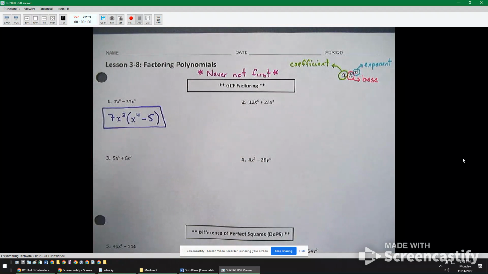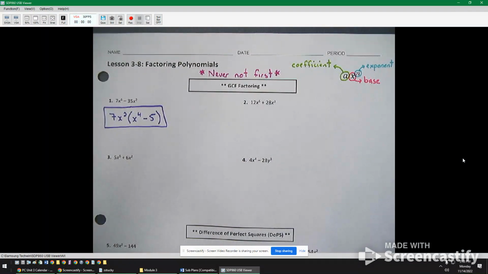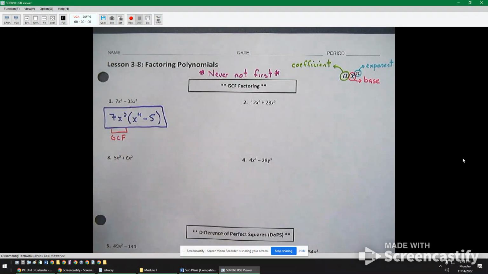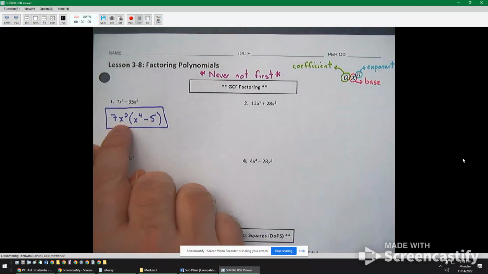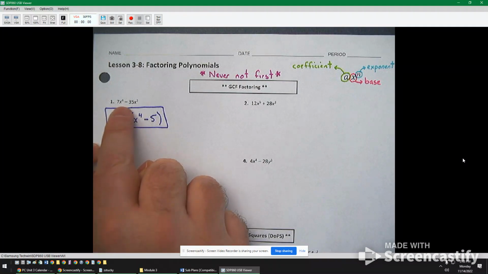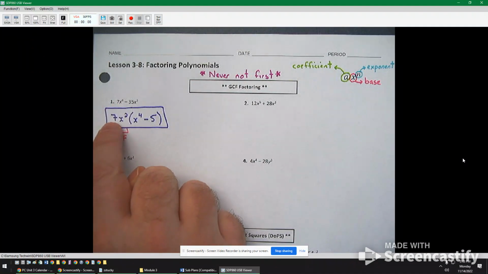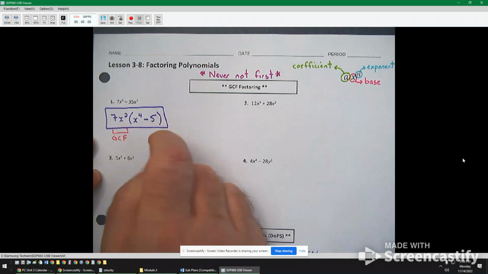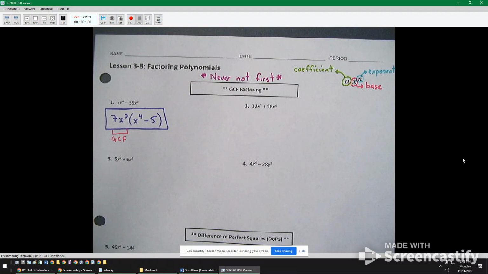That's called GCF factoring. This piece right here, that's called the GCF. That's what we took out. And if you think about it, watch what happens when I distribute. 7x squared times x to the 4th is 7x to the 6th. 7 times negative 5 would be negative 35, and then I've got 2 x's. So it builds back exactly what we had before. Okay, let's have you try the next one on your own. Look at this and see if you can figure out what goes into both of 12 and 28.